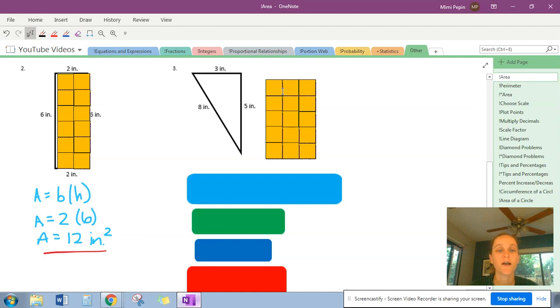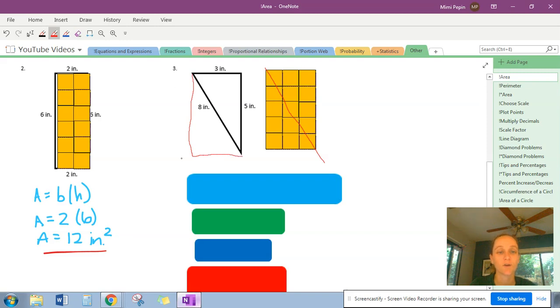A triangle looks a little bit different, but it's still the same idea. I'm still trying to figure out how many Cheez-Its would fit inside of this triangle. Instead of laying the Cheez-Its over, I can see that if I draw a line diagonally through this, this is going to be the same size as this triangle here. So when I'm trying to find the area of a triangle, I'm just finding the area of this entire rectangle and cutting it in half, because a triangle is just half a rectangle. If I were to extend this, that would be a perfect rectangle right there.